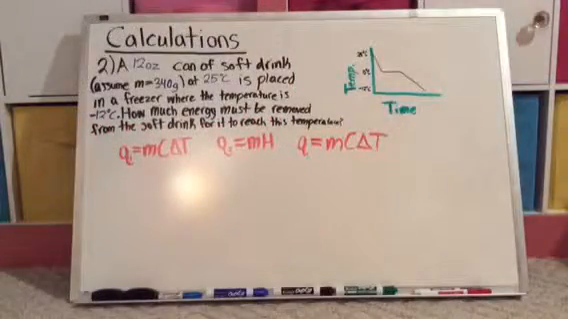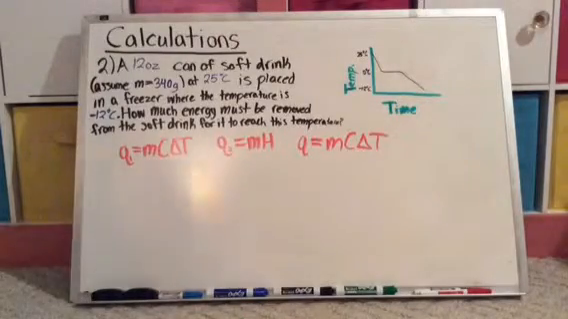For our second calculation problem, we have a 12-ounce can of soft drink, assume mass equals 340 grams, at 25 degrees Celsius, is placed in a freezer where the temperature is negative 12 degrees Celsius. How much energy must be removed from the soft drink for it to reach this temperature?